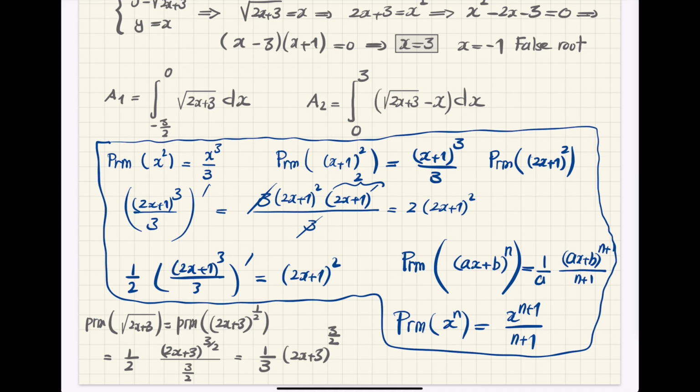And if you don't believe that, you need to convince yourself by differentiating it using the chain rule. 3 over 2 goes down. I have 1/3, 3 over 2 goes down, you get (2x plus 3) to the power 3 over 2 minus 1, which is 1 over 2. But you have to multiply by the derivative of the base, which is 2. This 2 cancels that 2, this 3 cancels that 3. And then this is exactly your square root function. So what we have done is completely correct.